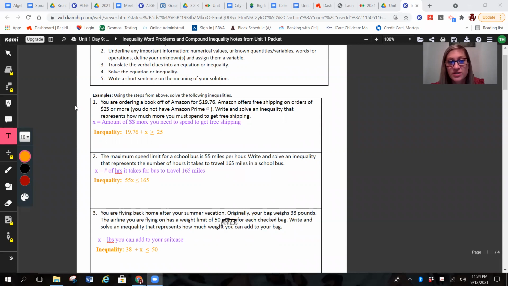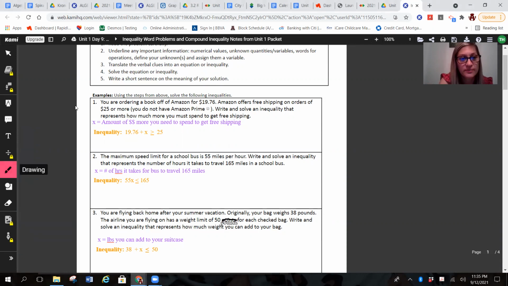So X represents the amount of money more you would need to spend in order to get that free shipping. So writing that as an inequality would be 19.76 plus X, we don't know how much that is, would be greater than or equal to 25 because $25 or more would represent the greater than or equal to sign. And you would solve for X.